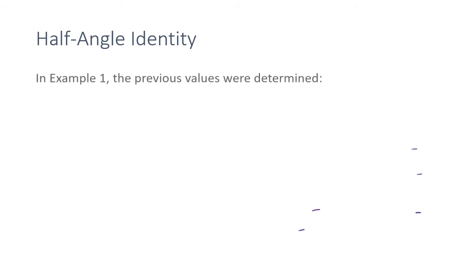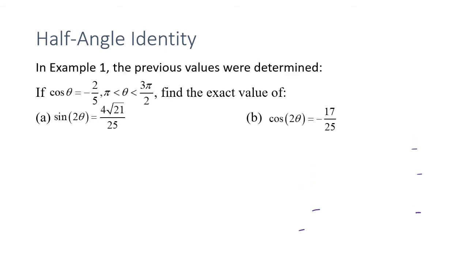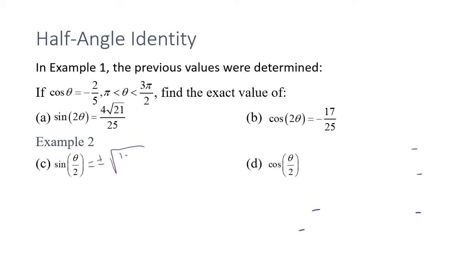So let's go through and use these formulas to evaluate this. So we found before that the sine of 2 theta was 4 root 21 over 25, and the cosine of 2 theta was this. Now, if we were asked to find the sine of alpha over 2, now we're going to be having to use those half angle formulas. So the half angle formula from that previous page for the sine was plus or minus the square root of 1 minus cosine theta all over 2.